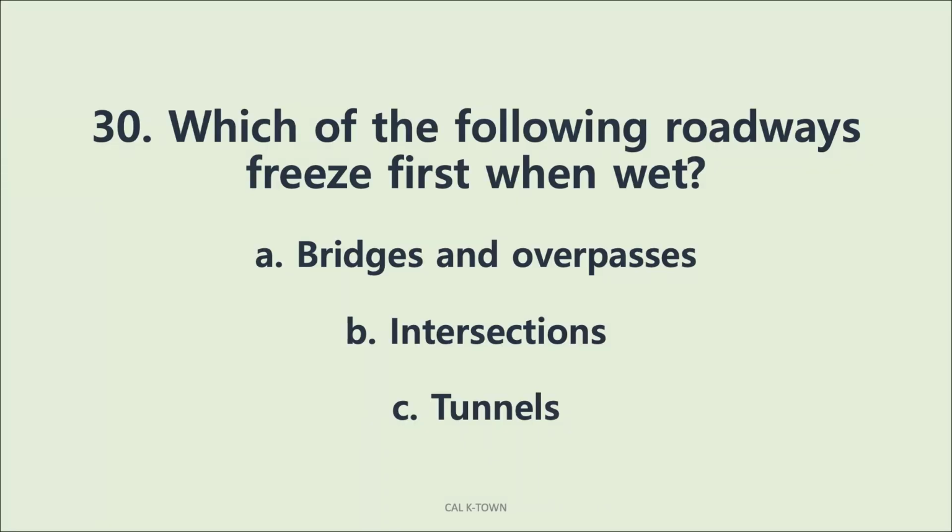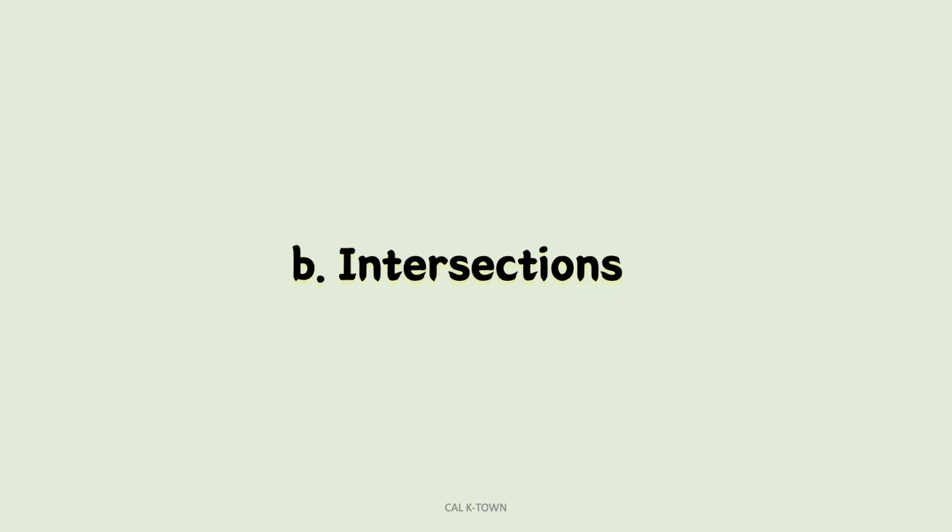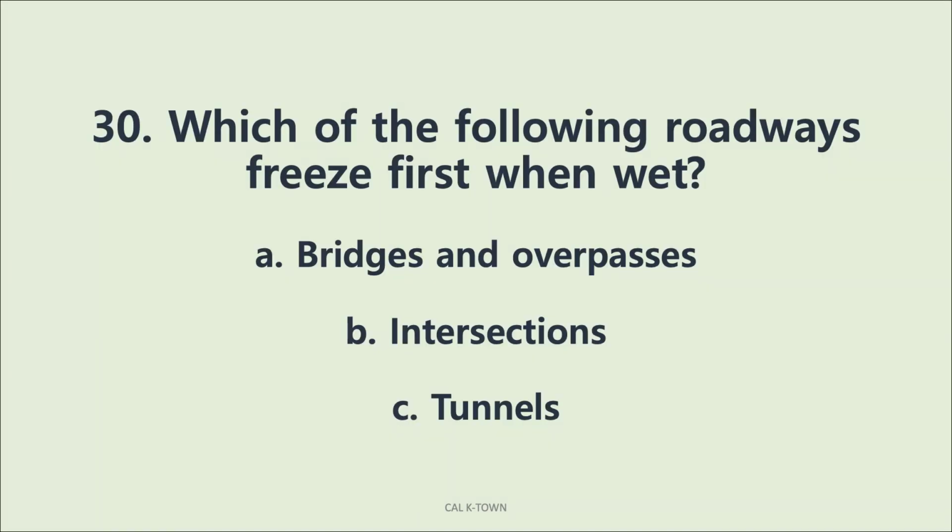30. Which of the following roadways freeze first when wet? A. Bridges and overpasses. B. Intersections. C. Tunnels. The answer is A. Bridges and overpasses. Bridges and overpasses tend to freeze before the rest of the road does.